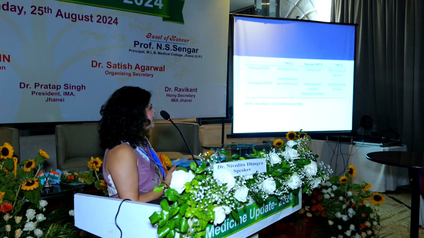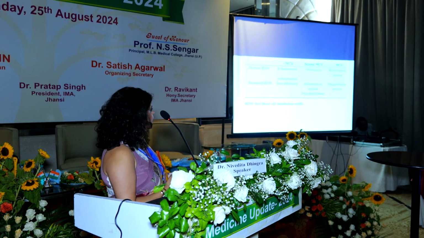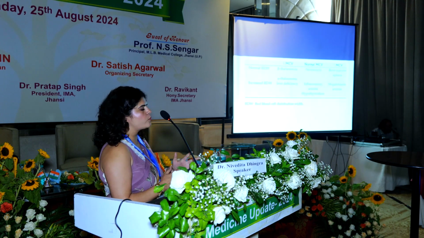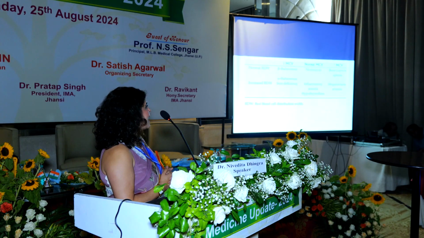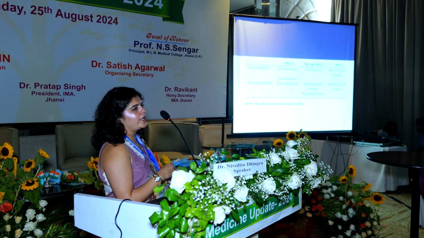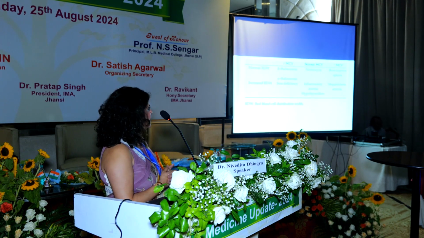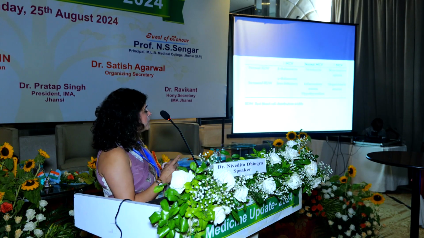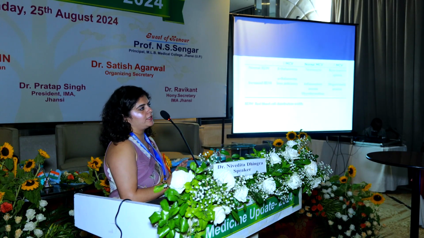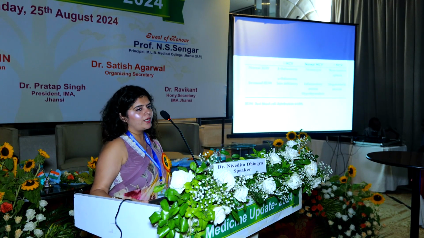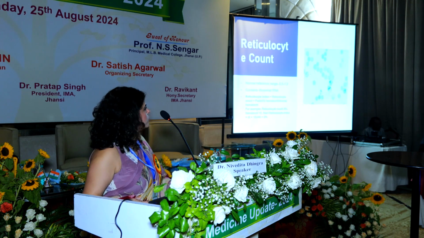So if you have a normal MCV and an increased red cell distribution width, inflammatory anemia is what we need to think of. A high MCV with a high RDW, again nutritional, so megaloblastic anemia. But a high MCV with a normal red cell distribution width, again this is one scenario where a primary blood disorder should be thought of.